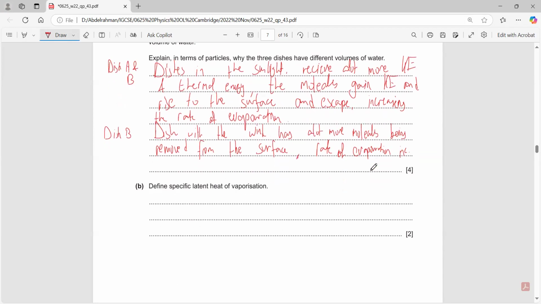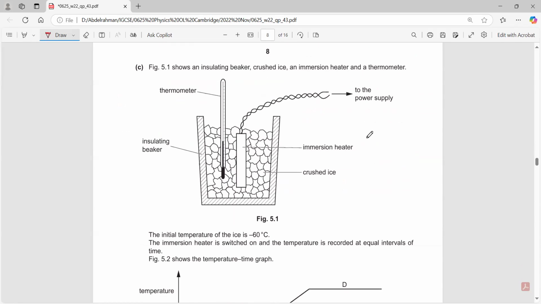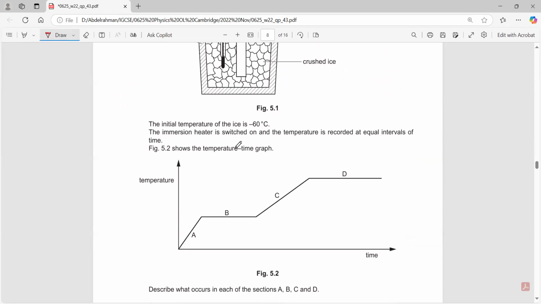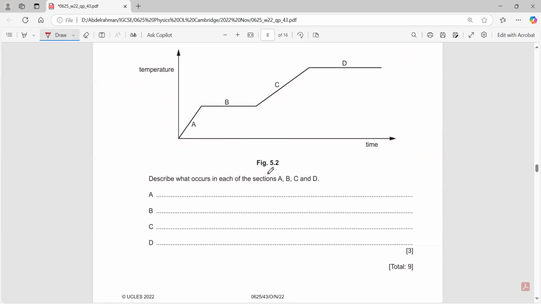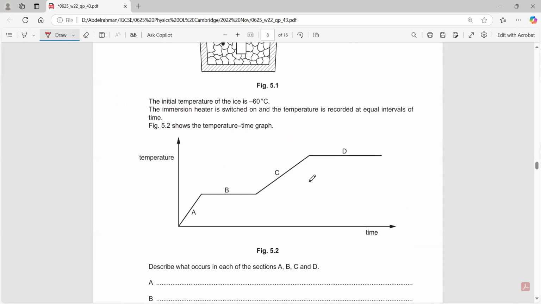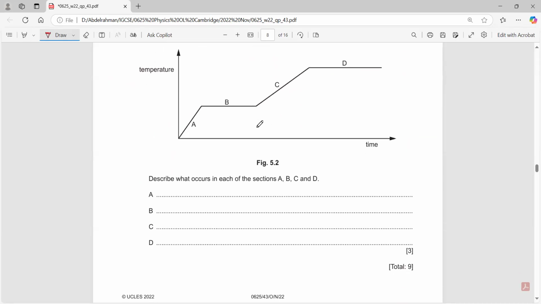Define specific latent heat. Thermometer. Temperature. I think this is latent heat again. We can't say what's happening in each of the sections A, B, C, and D. Yes, we can talk about the temperature. Initial temperature of the ice: this was initially ice at -60. So can I talk about what's happening in A, B, C, and D?